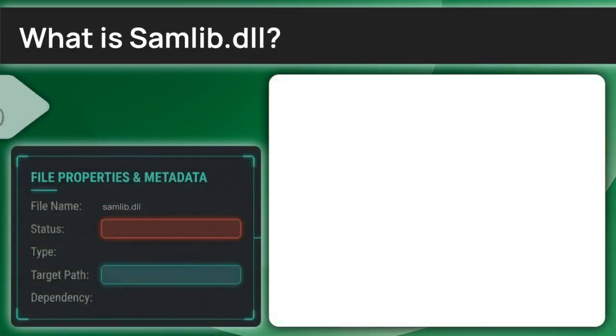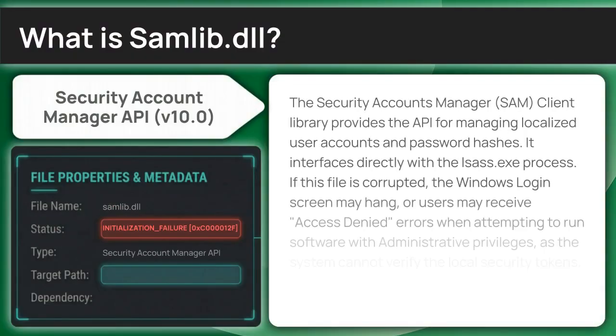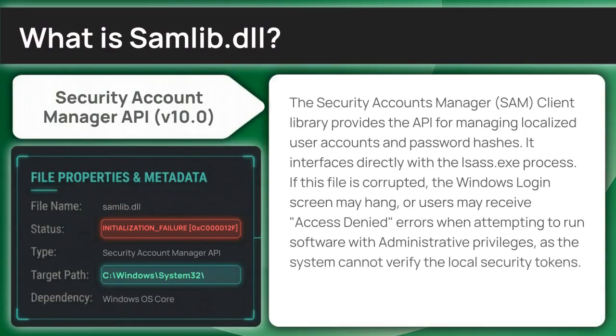This is the SAM library. It provides the API for managing localized user accounts and password hashes. It interfaces directly with the lsass.exe process. If this file is corrupted, the Windows login screen may hang, or users may receive access denied errors when attempting to run software with administrative privileges, as the system cannot verify the local security tokens.